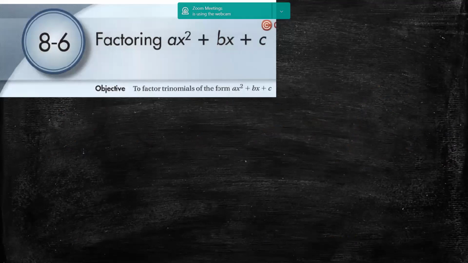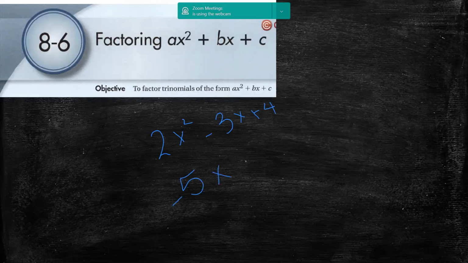It could be like 2x squared minus 3x plus 4, negative 5x squared minus 3x plus 4, and so on. We will learn how we can factorize them. Look at the coefficient of x squared here. It is an a. It is a number. Let's see now how we can factorize this type of trinomial.